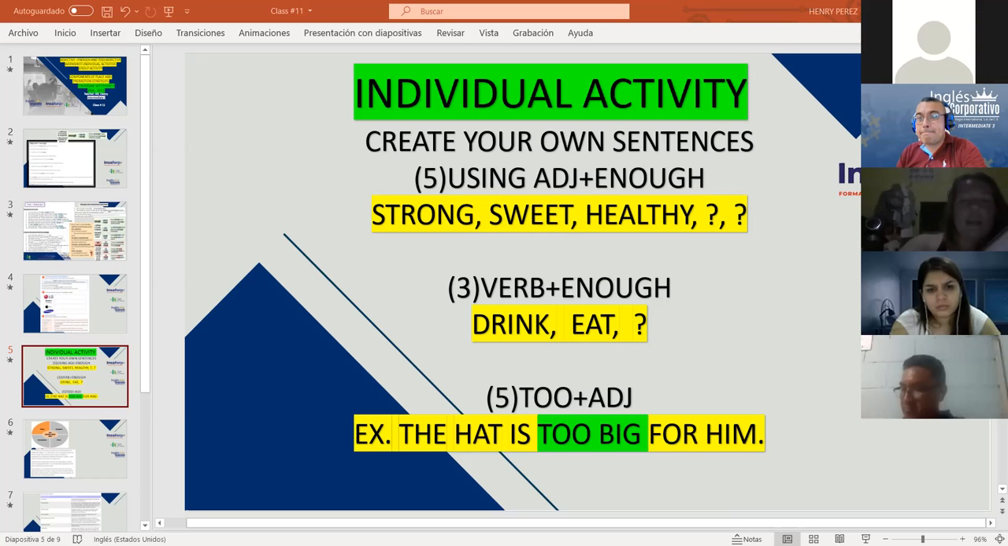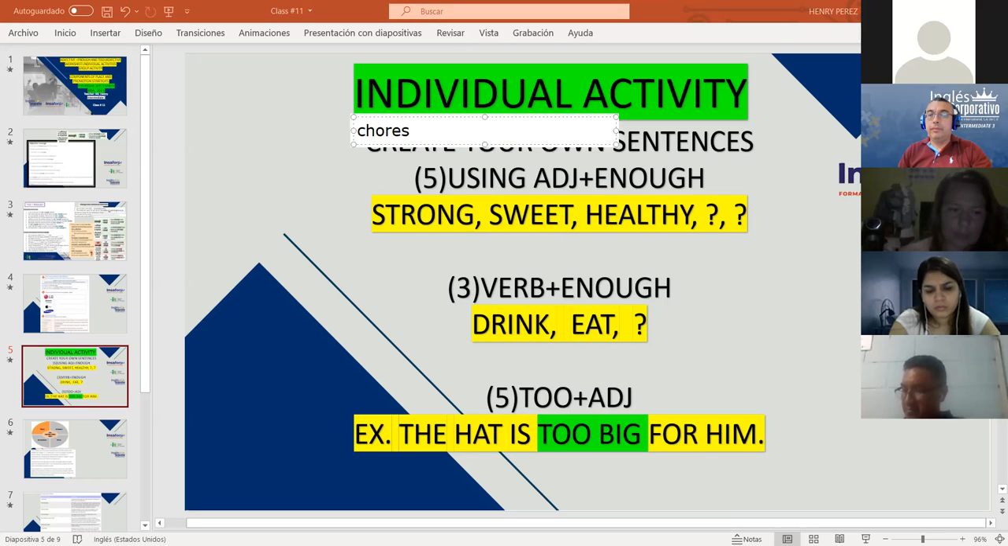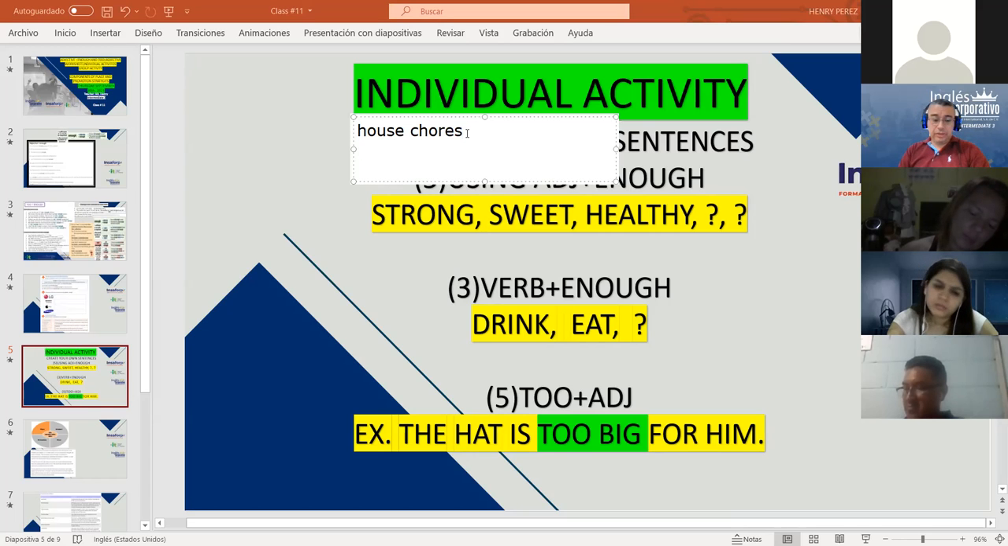Teacher, how can I say quehaceres del hogar? Chores. Chores. I'm going to spell it for you, okay? Yeah, please. All right. There you go. Chores. Also they're called house chores, okay? But when you say chores, it's already understood that you're doing house chores, right? But you can use the other word also, house chores. It means deberes de las casas, right? Not deberes del colegio. When you talk about school, you're talking about homework.